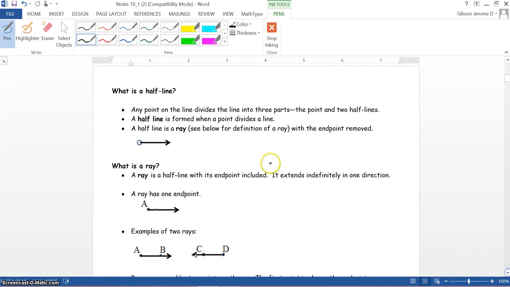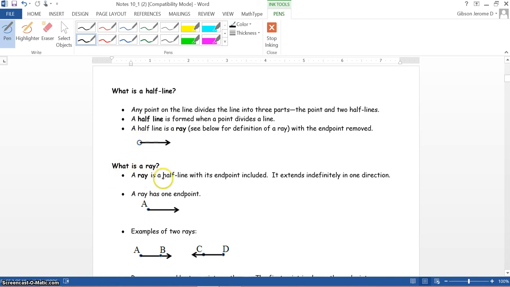Now, we have what is a half line. Any point on the line divides the line into 3 parts, the point and 2 half lines. A half line is formed when a point divides a line. A half line is a ray. See below for definition of a ray with the endpoint removed. Now this right here is a half line. A ray has a closed-in circle, and this has an open circle.